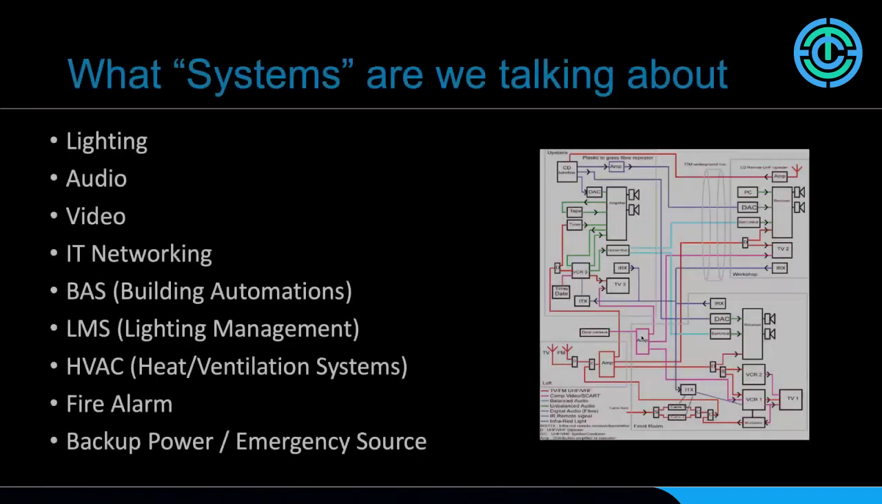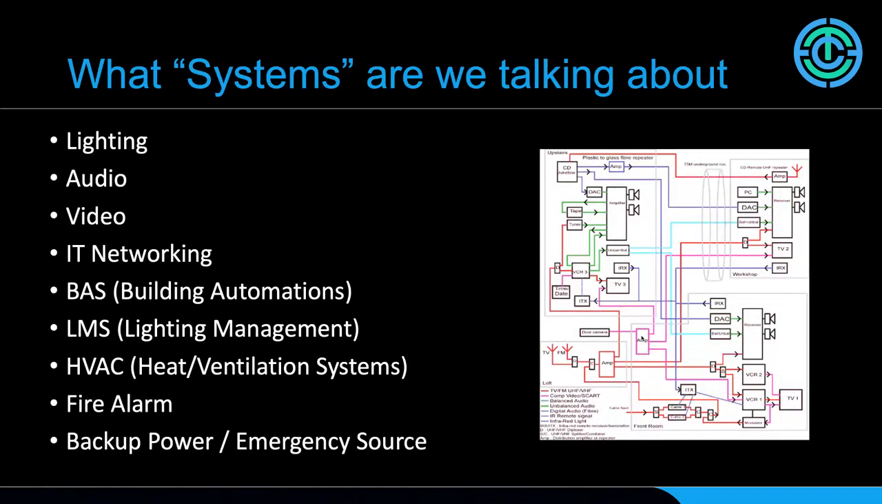So kicking things off, what systems are we actually talking about? We're going to cover lighting, audio, some video, some IT networking, like I said, BAS, which is building automation systems. That has to do with everything from mechanical operations, security systems, plant services, and whatnot. That would be LMS systems, your lighting management systems throughout the building. Some buildings have a BAS or an LMS as a separate entity.